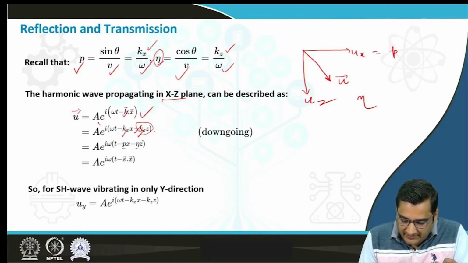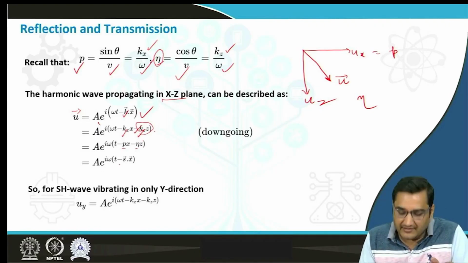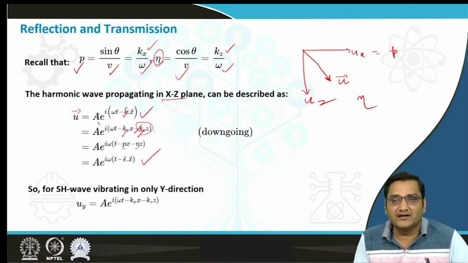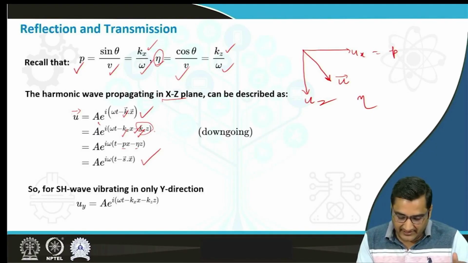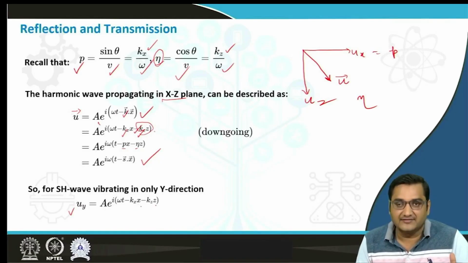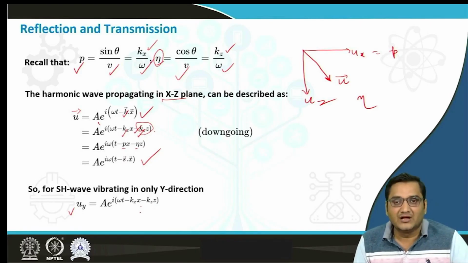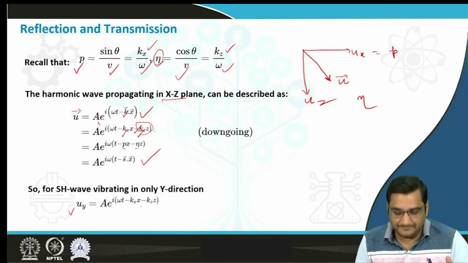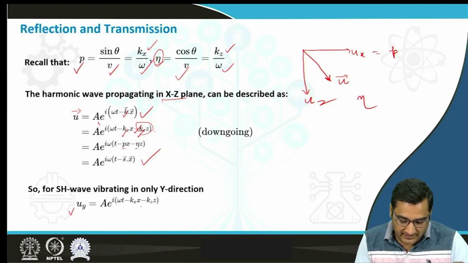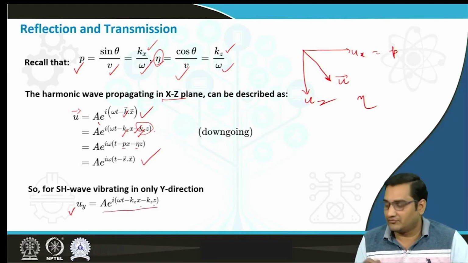And this particular thing we can write in terms of overall slowness, A e to the power iota omega in bracket t minus s vector dot x vector. So this is the equation of the harmonic wave, and now you can write the equation for SH wave vibrating in only y direction. So what is that? You can write u_y is equal to A e to the power iota omega t minus k_x x minus k_z z. So this is the equation of vibrating SH wave in y direction, because SH wave is having its vibrations in y direction, so displacement will occur in y direction, and that will be having this equation.